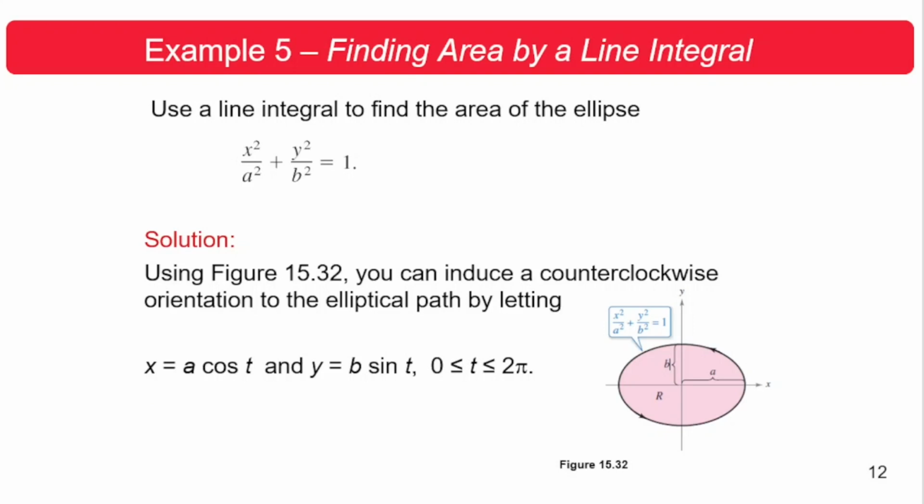So as an example, use the line integral to find the area of the ellipse with this equation, x squared over a squared plus y squared over b squared equals 1. Okay, so using this figure on the right side, you can induce a counterclockwise orientation to the elliptical path by letting the x-coordinate be a cosine t and the y-coordinate be b sine t, where t is greater than or equal to 0 but less than or equal to 2 pi.